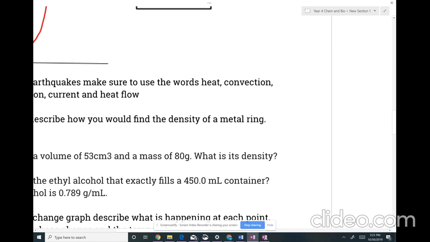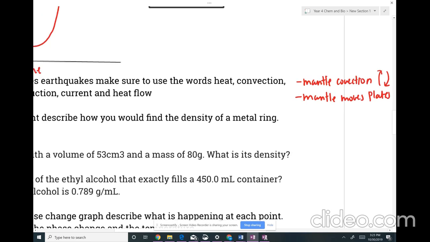In this case, the main thing is that the mantle convects. The mantle is always going through convection, so our mantle is always flowing. And because the mantle is moving, the mantle moves the plates.